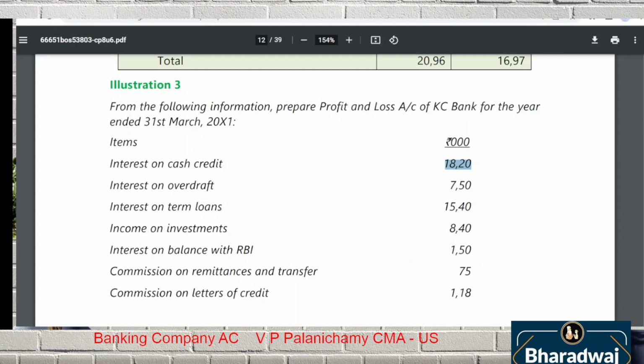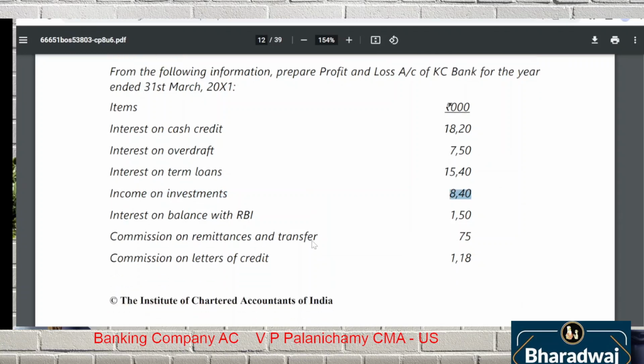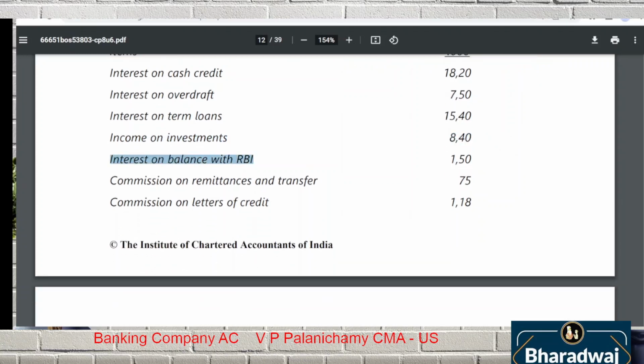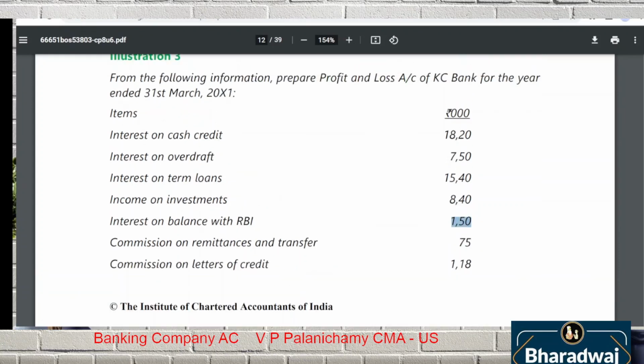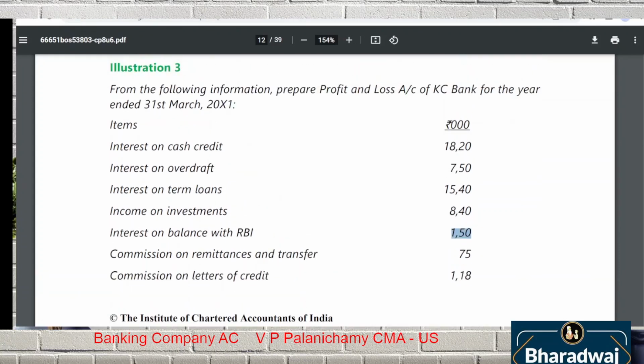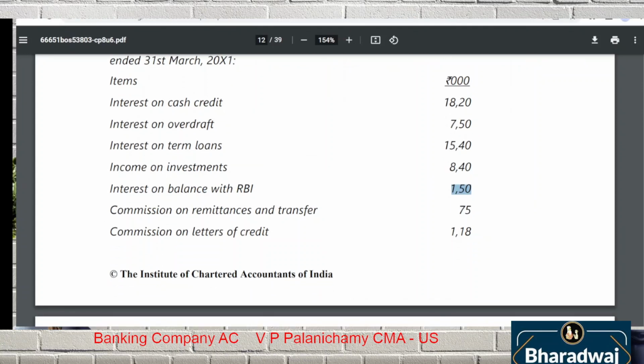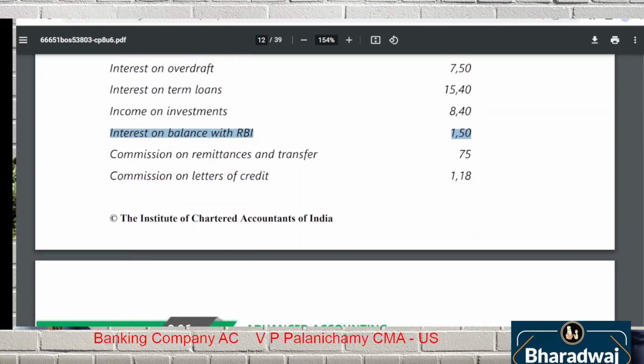Just analyze this. ICAI material, illustration number 3. Interest on OD also, 13. Interest on term loans earned by the bank, 13. Income from investment also, 13. Interest on balance with RBI. We are keeping the balance with RBI, so RBI will pay the interest to us. It's an income. It's not interest on loan from RBI. It is interest on balance kept with RBI. Income for us, it will come in 13.